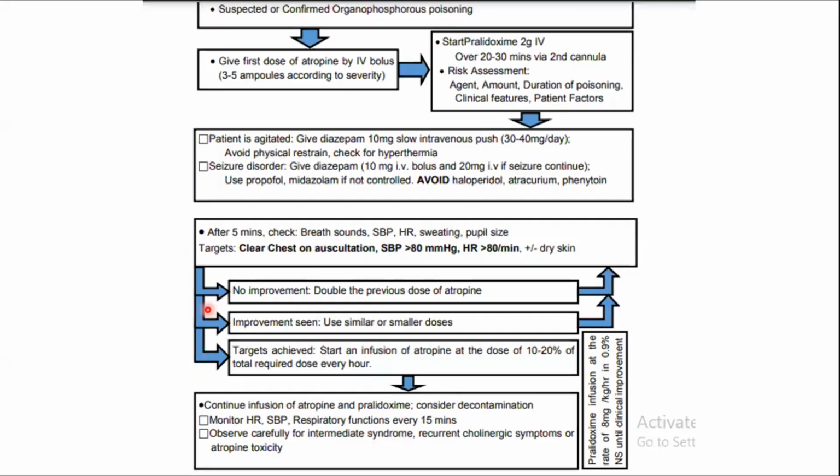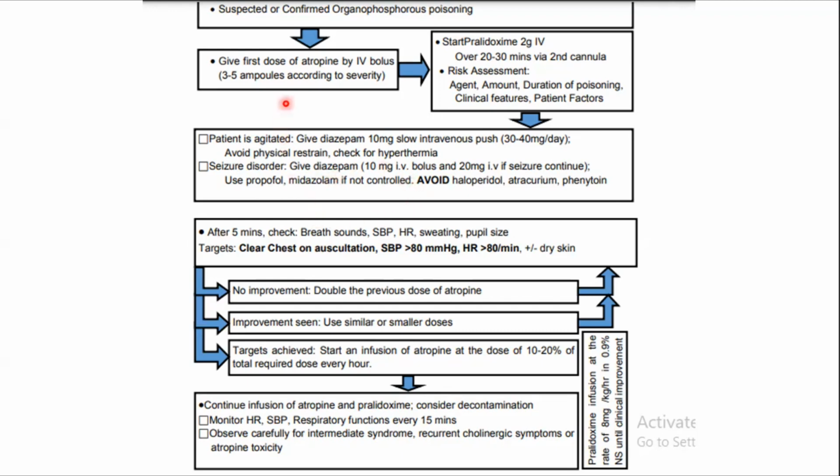So when there is suspected or confirmed organophosphate poisoning, first 3 to 5 ampoules of atropine should be given by IV bolus. At the same time, pralidoxime should be started. A risk assessment should be done. And if the patient is agitated, diazepam can be given. If there is seizure, again, diazepam can be used.